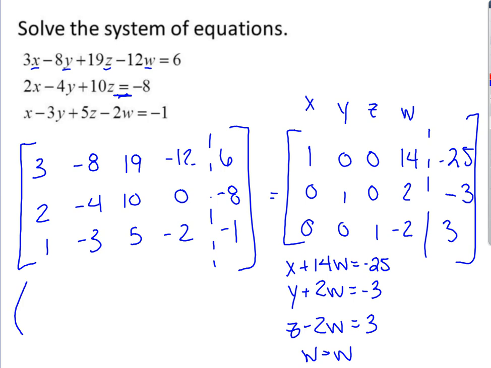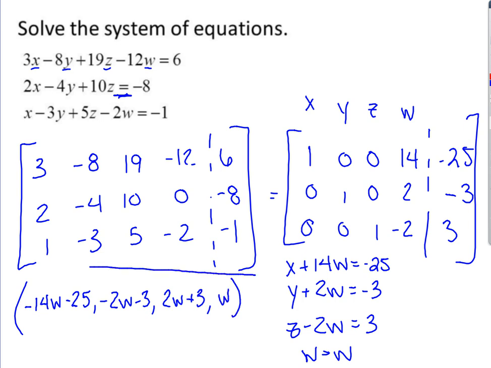So to get the x by itself, we're going to subtract that 14w. So we'll have negative 14w minus 25. To get the y by itself, y is equal to negative 2w minus 3. To get the z by itself, we're going to add that 2w. So we have a positive 2w plus 3. And then we just have w because w is equal to itself.